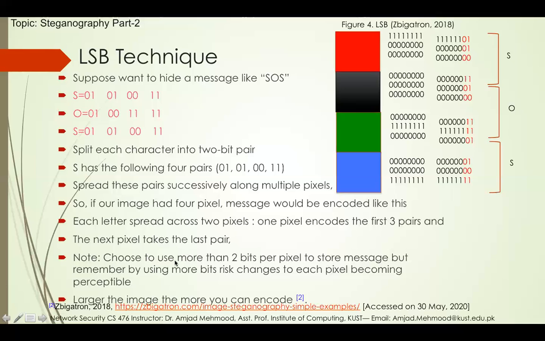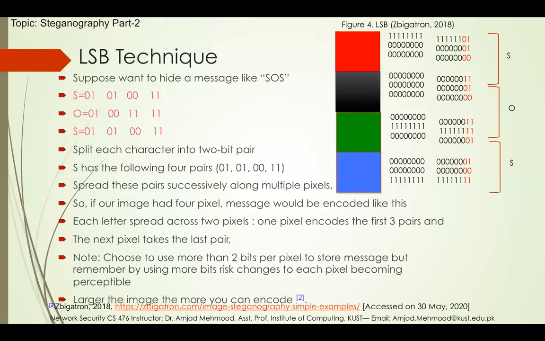Note, you can choose to use more than 2 bits per pixel to store messages, but remember, by using more bits, there is a risk of the changes to each pixel becoming perceptible. So this depends on your information, what you want to send. By using that, you can adjust each letter's decimal value on each pixel and send it.